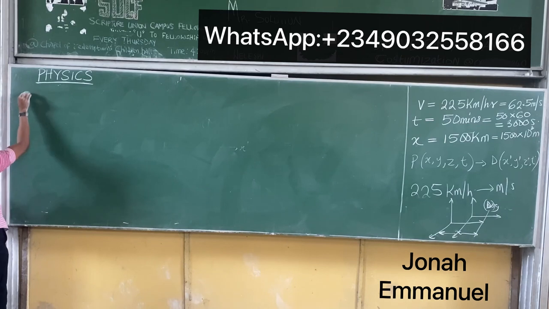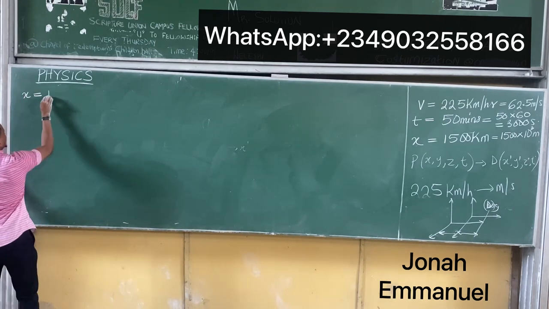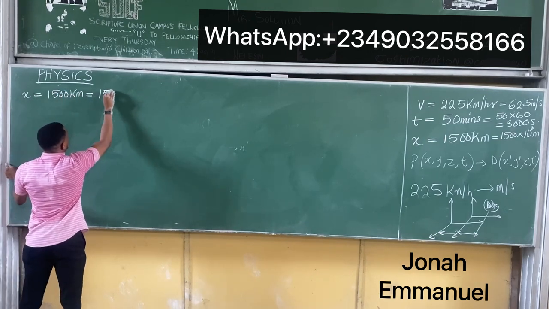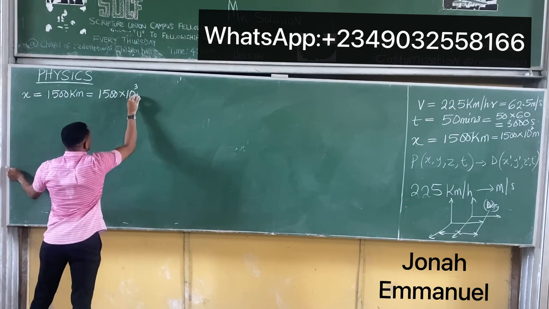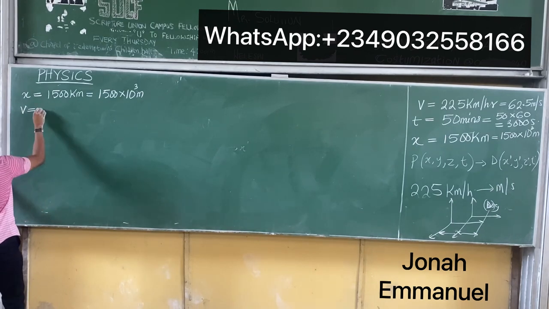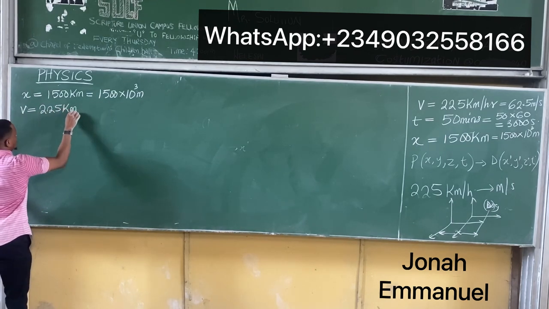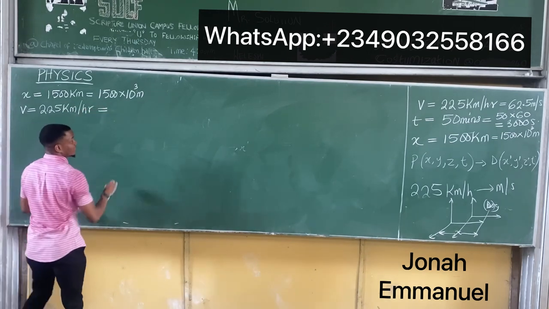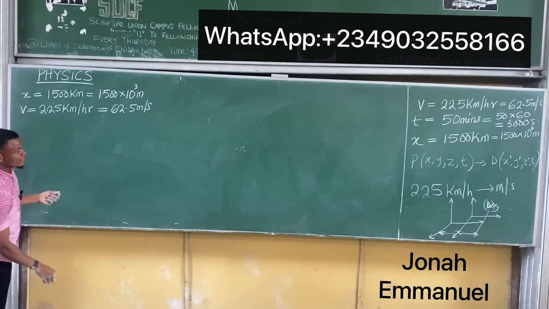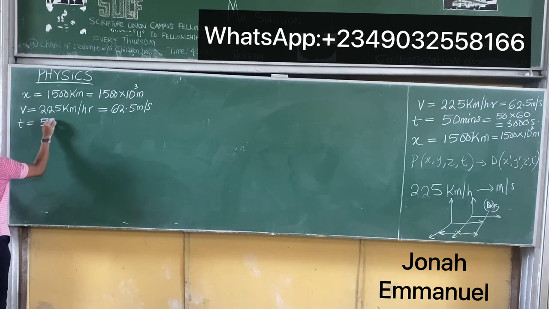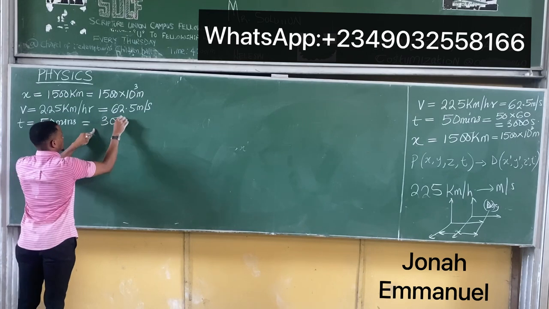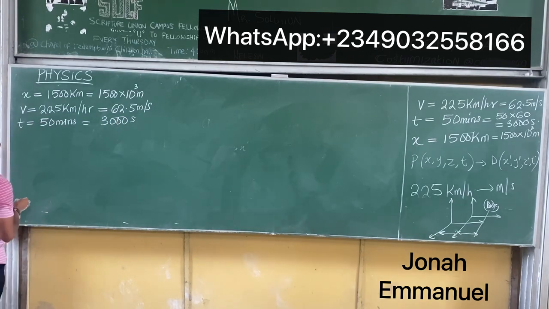All right. So it means that x is equal to what? 1,500 kilometer, which equals 1,500 times 10 to the power 3 meters. What's v there? V is equal to 225 kilometer per hour. That's equal to 62.5 meters per second. What else? T is equal to 50 minutes. That's 3,000 seconds.